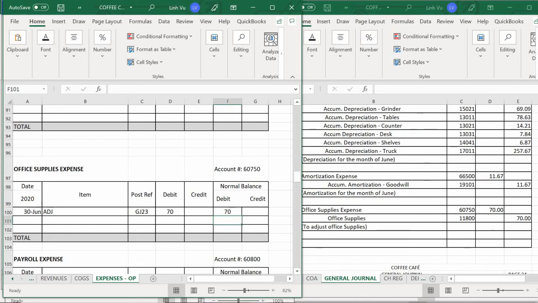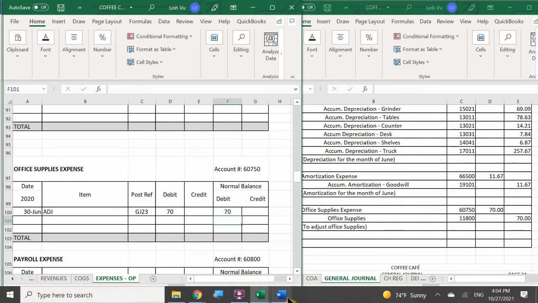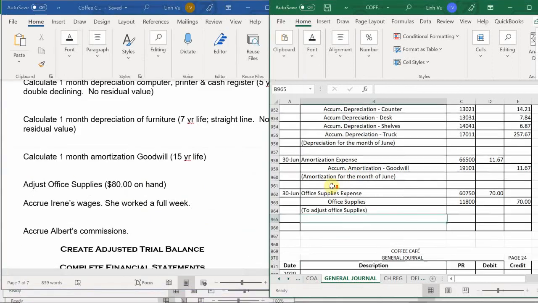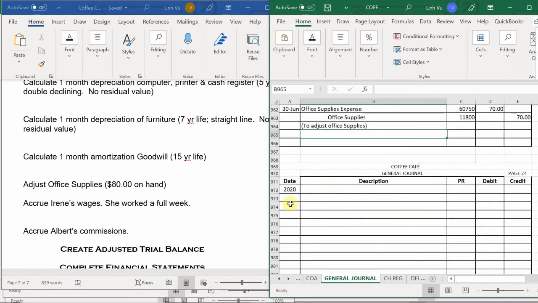Now we have to accrue Irene's wages. She worked a full week. We have to pay her the week. No, because when's payday? When is payday? Another 2 weeks. We just paid her on the 28th. So in this case, she's not getting her check until July 11th, something like that, right? Something like that, yes.